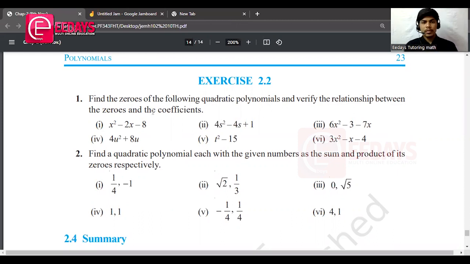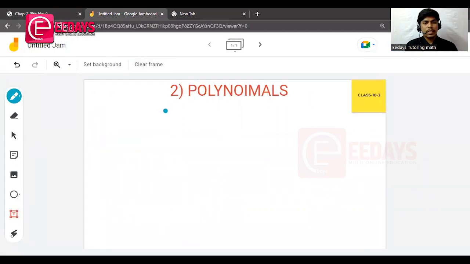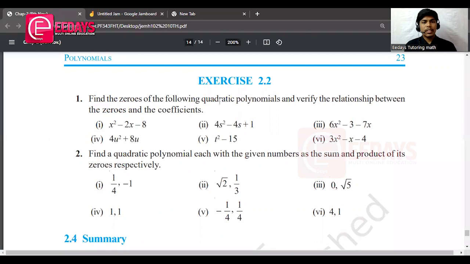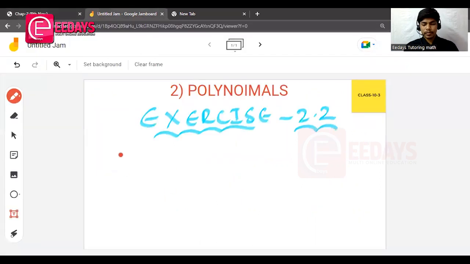Now it's time to start exercise 2.2. The first question is: find the zeros of the quadratic polynomial and verify the relation between zeros and coefficients. How to find them? In the previous examples, we learned how to find the zeros of polynomials, and we did the verification part too. So let's see how to find the zeros of the polynomial x square minus 2x minus 8.